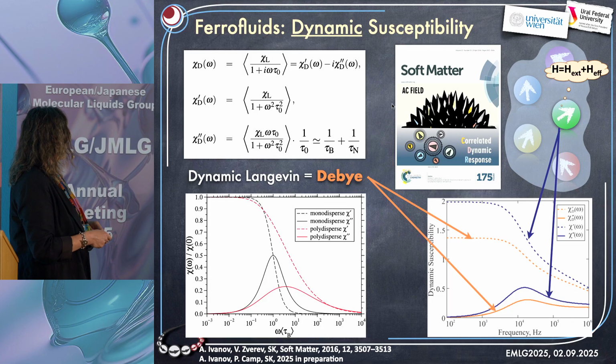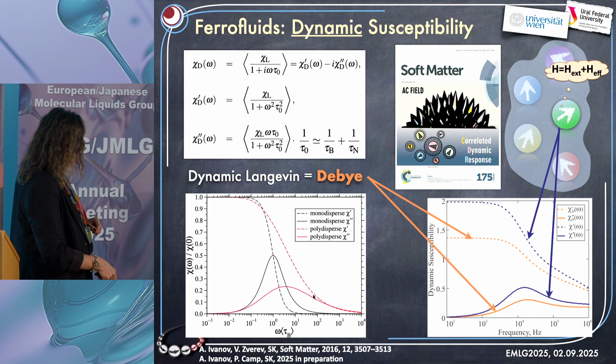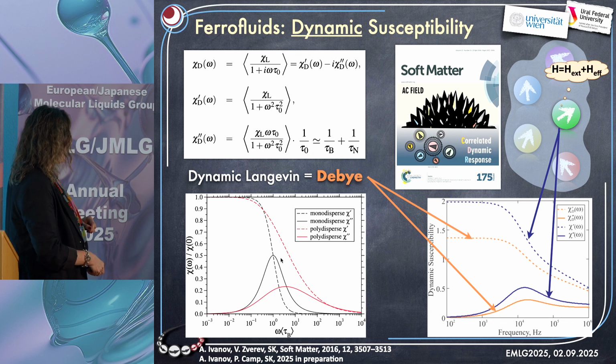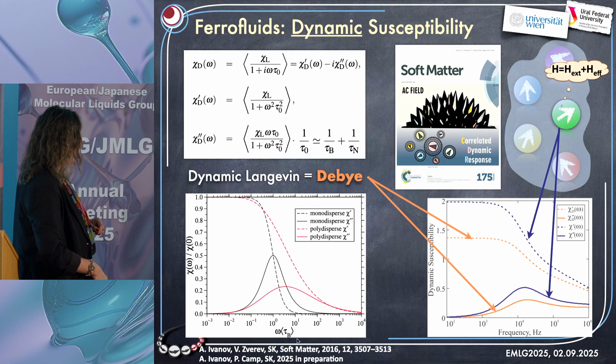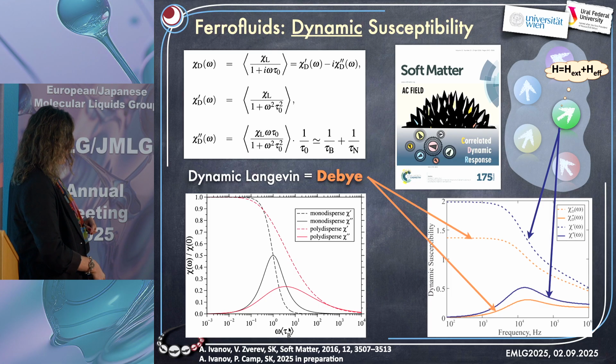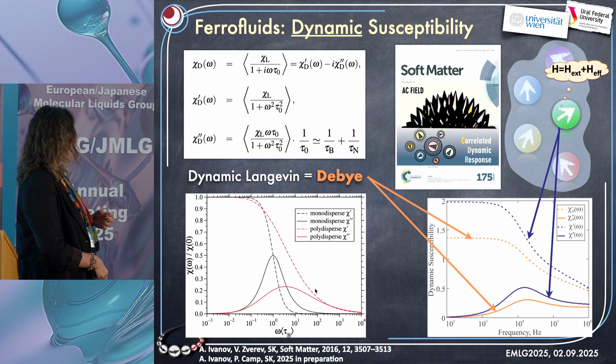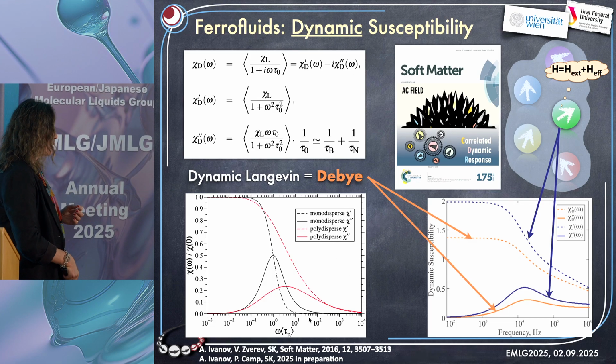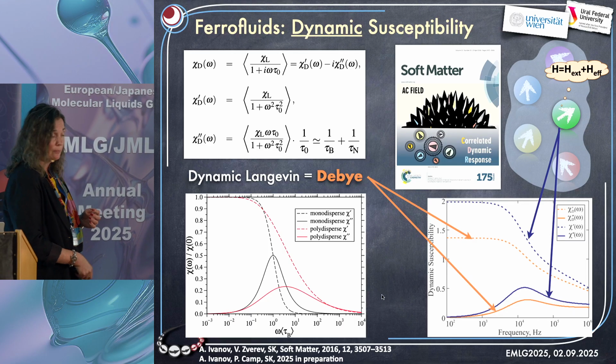Right. So in a simple case, if particles do not interact, we have a classical Debye spectra, a monodisperse spectra, a polydisperse spectra. This is the real part of the susceptibility. This is the imaginary part. And you have only one maximum. This maximum is exactly located at the frequency that is the inverse Brownian relaxation time. That is the rotation, and the Brownian relaxation time depends on the viscosity and the volume of the particle.